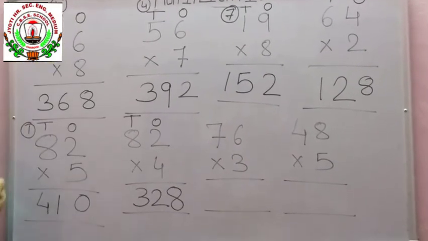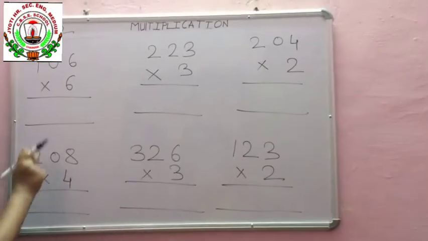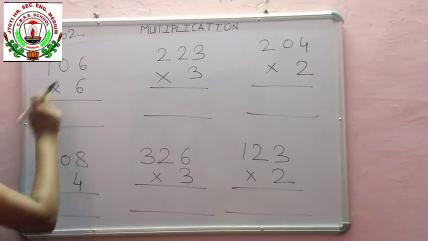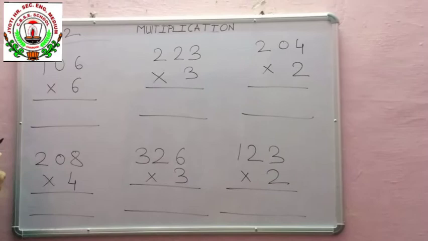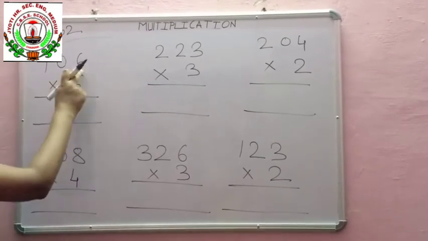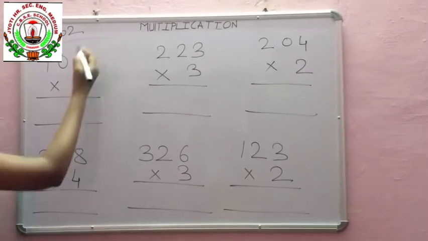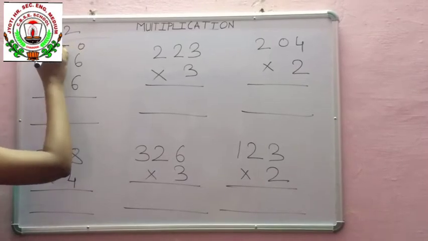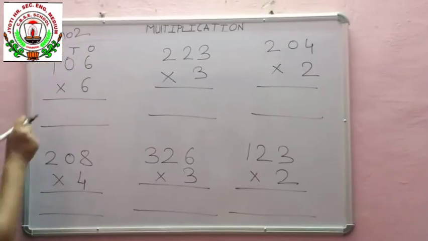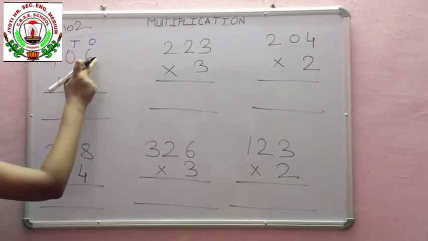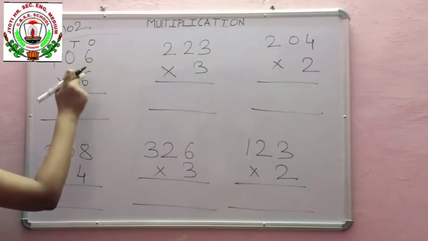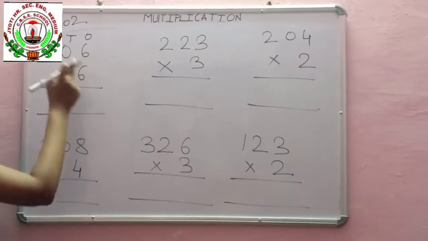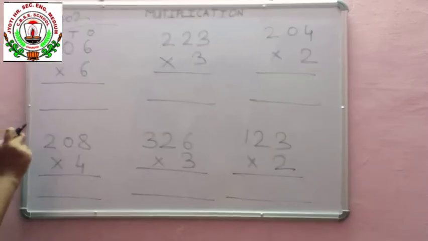Try to solve, students. Now students, look here. Multiplication of 3-digit numbers is given. As you know, a 3-digit number is made up of ones, tens and hundreds. Firstly you have to multiply the ones place, then you move to the tens place, and then move to the hundreds place.